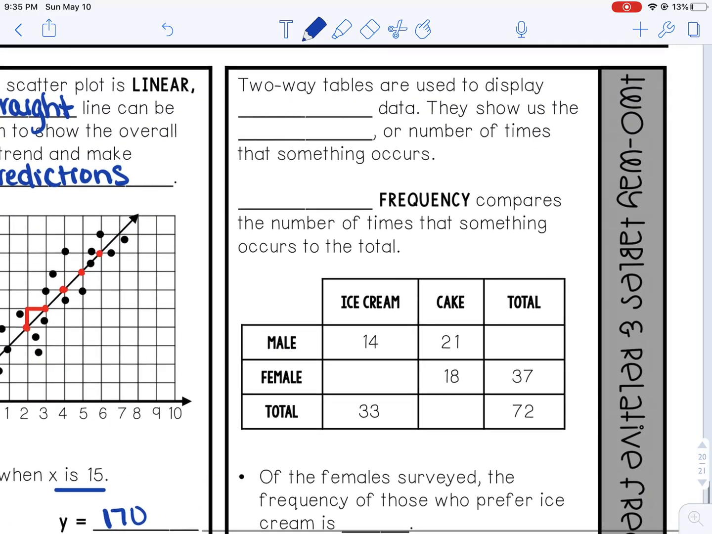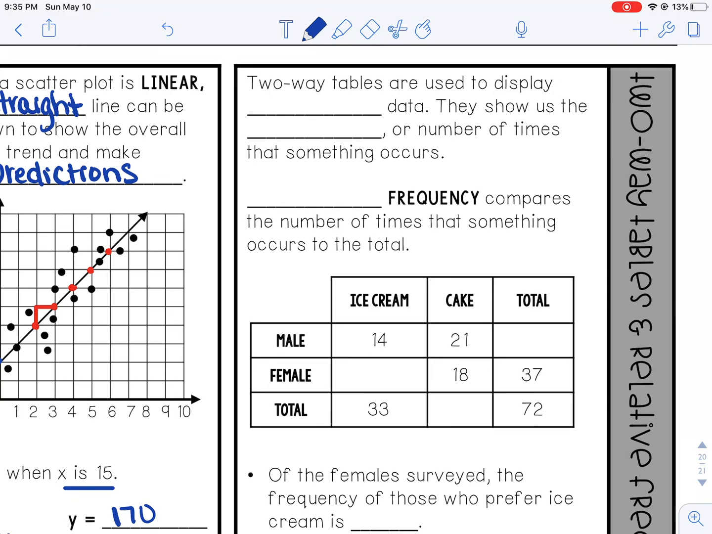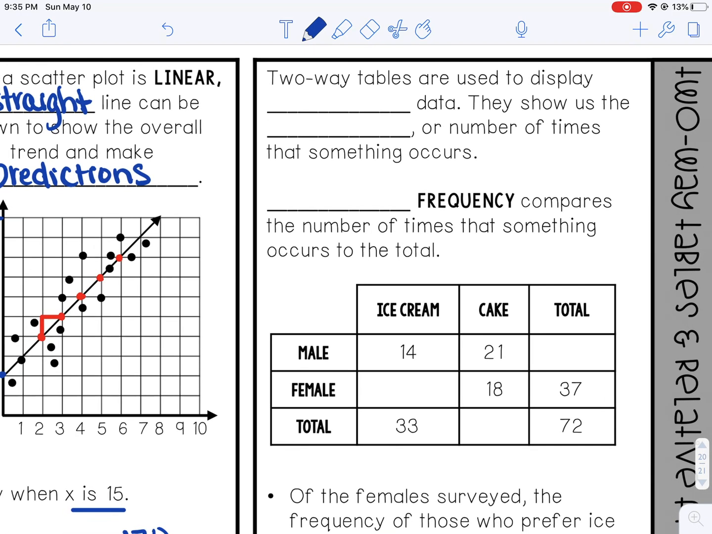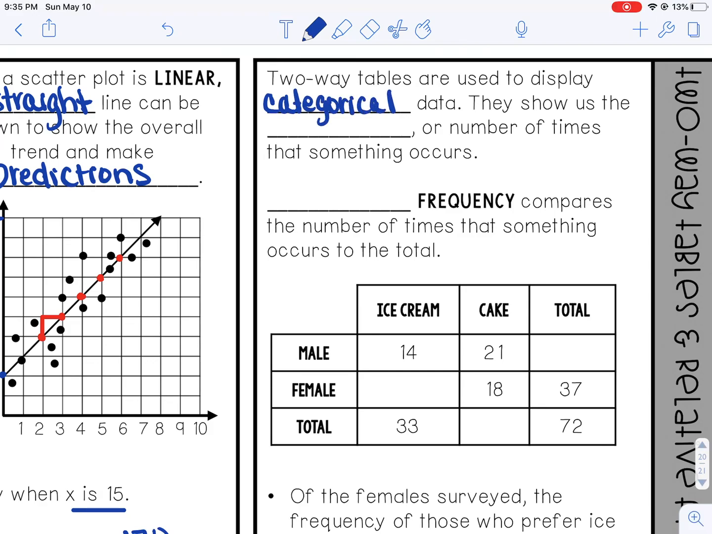All right, then my favorite thing out of this whole unit is two-way tables and relative frequency. Two-way tables are used to display categorical data. They show us the frequency, or number of times that something occurs. So basically you're just filling in the table. Then we have relative frequency, and we have to base that out of a total.